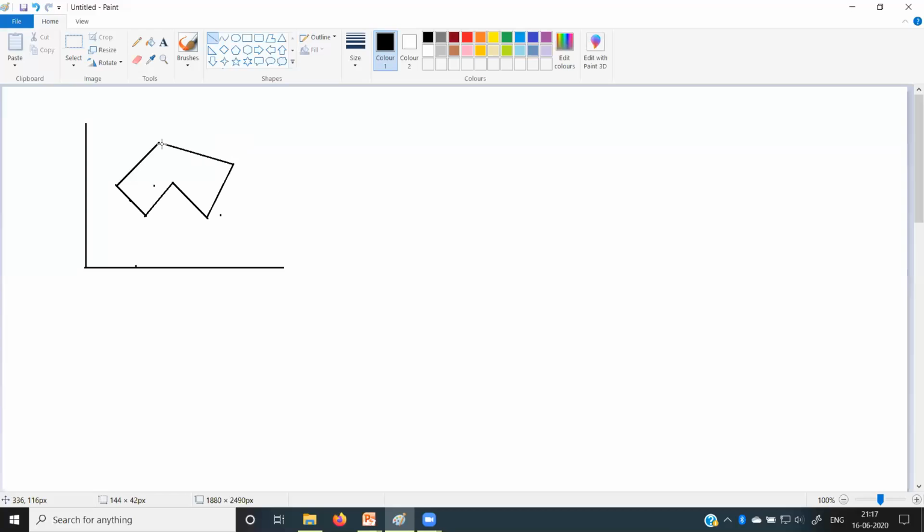And this is the complete polygon. Fine. So this is a polygon which I want to fill. And assume that the coordinates are, we just name the vertex. It will be A, this is B, this is C, D, E, and F. Fine. Now, for the scanline polygon filling algorithm, what we will do?